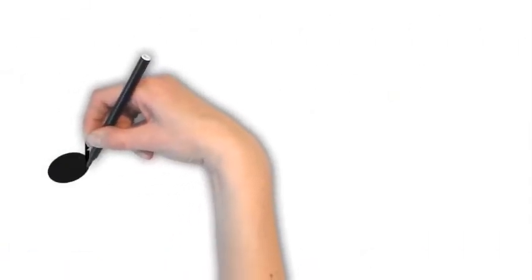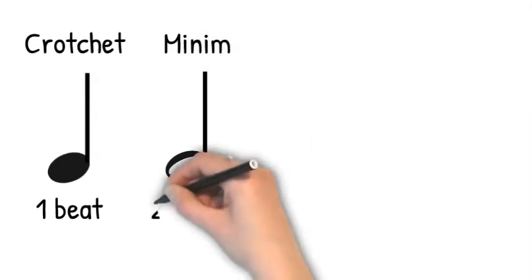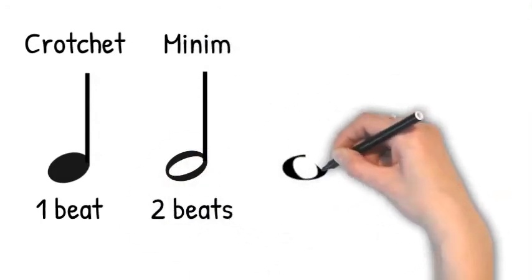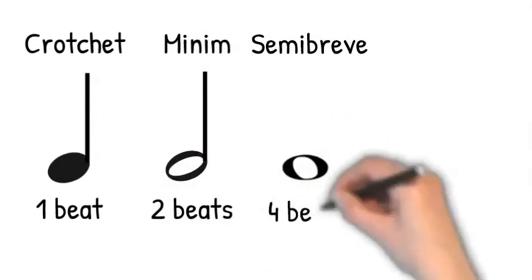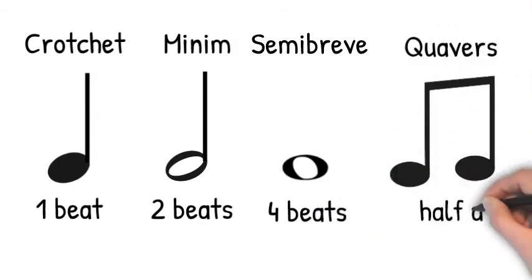This is a crotchet note. It's the most basic unit of rhythm, and it's worth 1 beat. This is a minim note, and it's worth 2 beats. This semibreve note here is worth 4 beats. And these little guys are quaver notes, worth half a beat each. Great, you say, what does that mean?